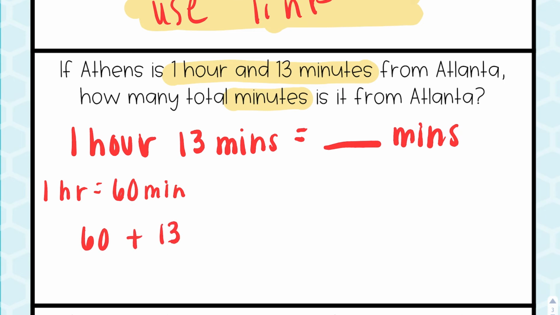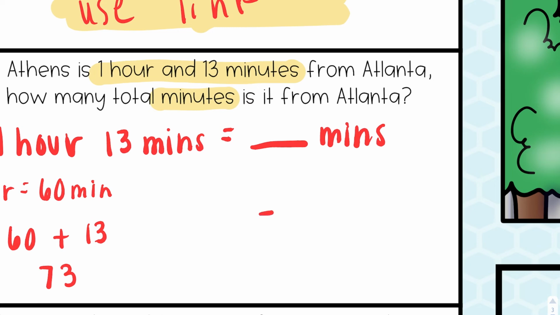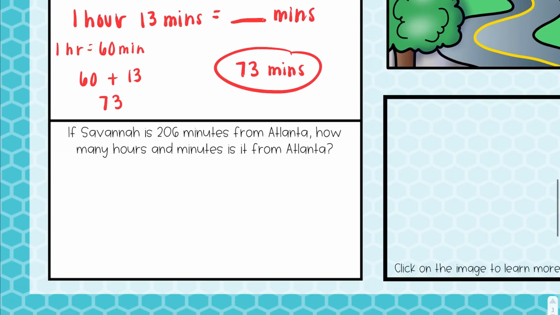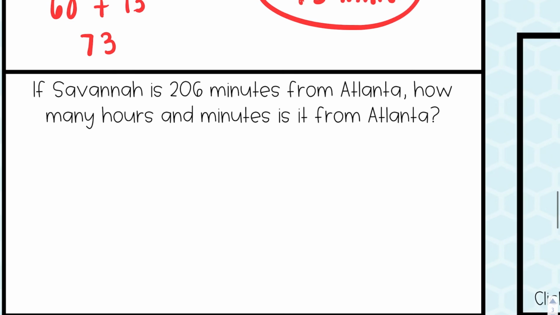Well, I know 1 hour equals 60 minutes, so I could do 60 plus 13 and get 73. So I know that 73 minutes is equivalent to 1 hour and 13 minutes. That's how long it would take me to get from Athens to Atlanta. Go ahead and pause the video and try to solve this next one.